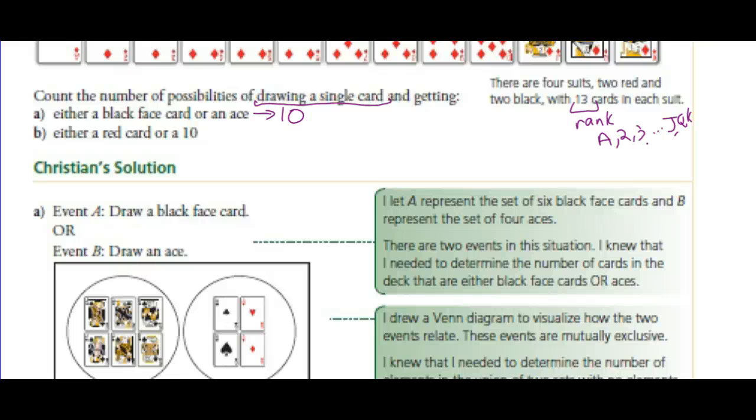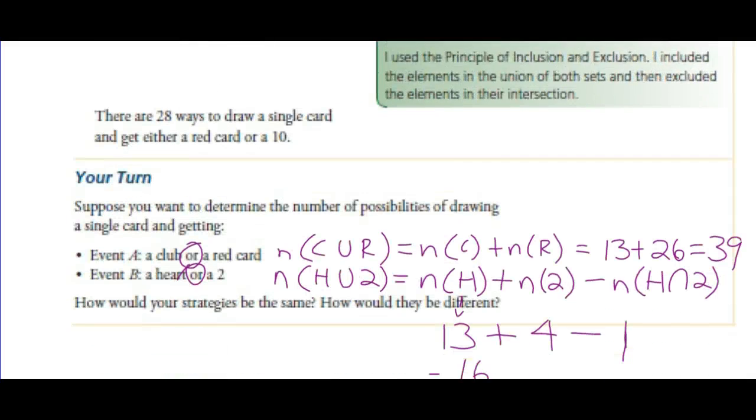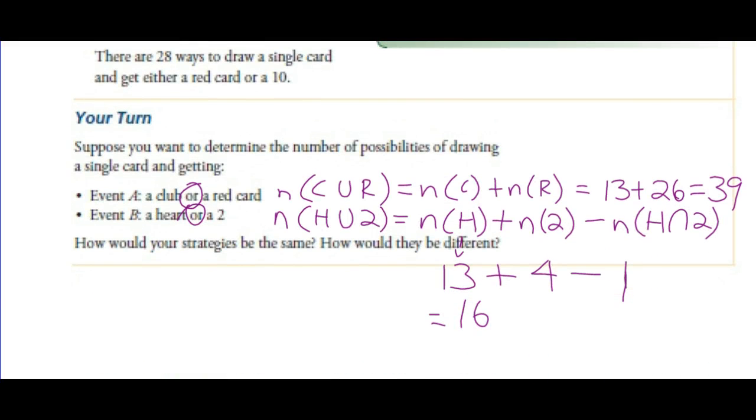I mean, you're either an ace or you're a black face card or you're some other card. You can't be both. Red card or a 10, not mutually exclusive, right? Because there are red 10s. Okay, then same thing on this page, right? Club or a red card, mutually exclusive. There's no overlap, right? If we tried to do this and said, oh, let's put in minus the number that are clubs and red, that would just be 0, right? So if this number is 0, they are mutually exclusive, right? There is no overlap, in which case we don't need this.